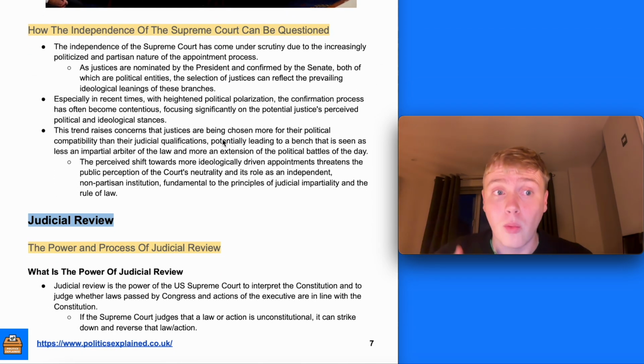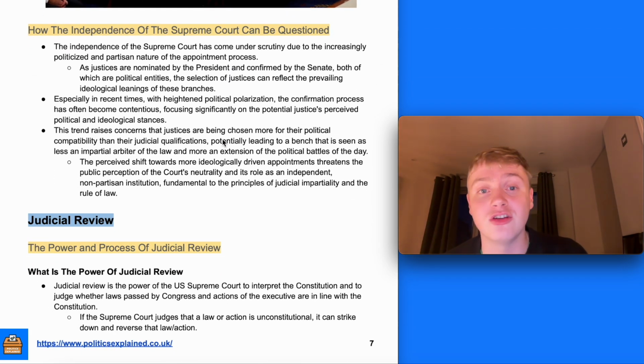In terms of how it can be questioned, however, the independence of the Supreme Court has come under scrutiny due to the increasingly politicised and partisan nature of the appointment process. As justices are nominated by the President and confirmed by the Senate, both of which are political entities, the selection of justices can reflect the prevailing ideological leanings of these branches, and selections can be made by politicians effectively to try and get certain decisions that are favourable to them made.